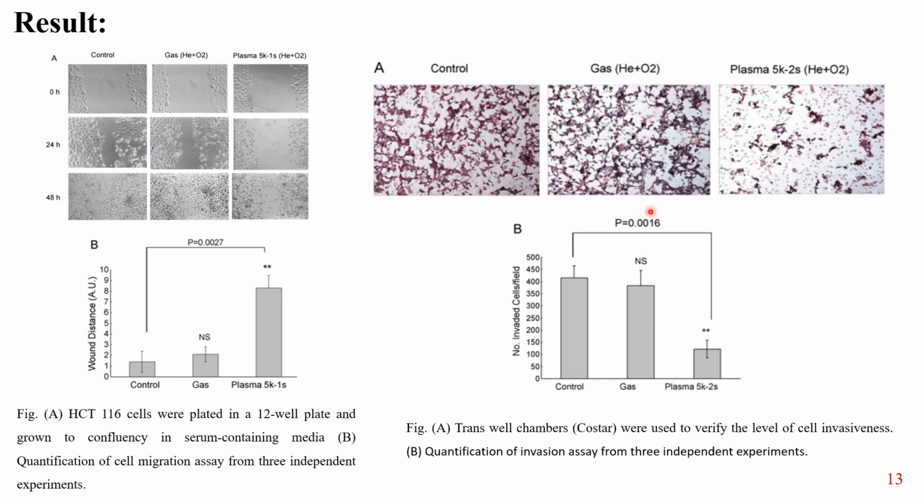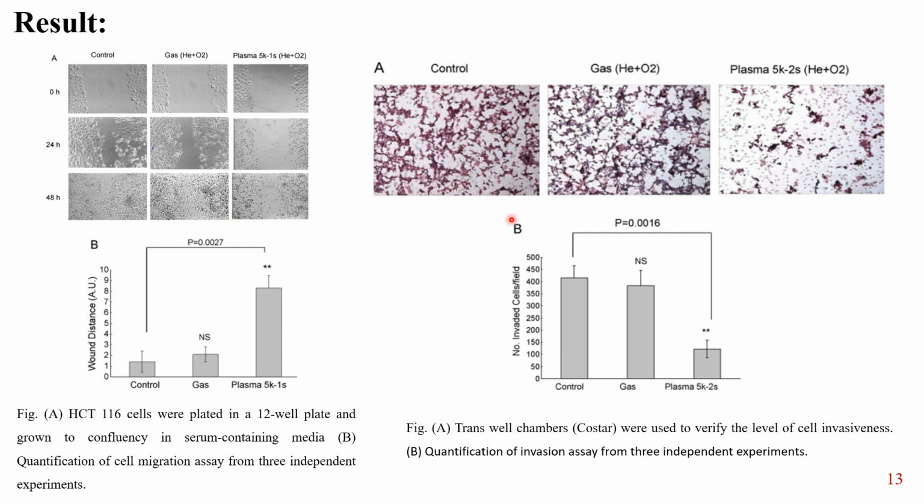Coming to the next slide, here are some of the results. Here the migration ratio was documented by photography. This is the migration result at 0 hour, 24 hour and 48 hour. You can see in the first figure, and in the second figure, the plasma significantly inhibited the migration and progression of HCT116.